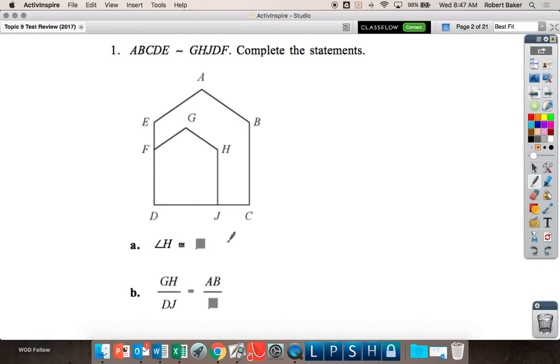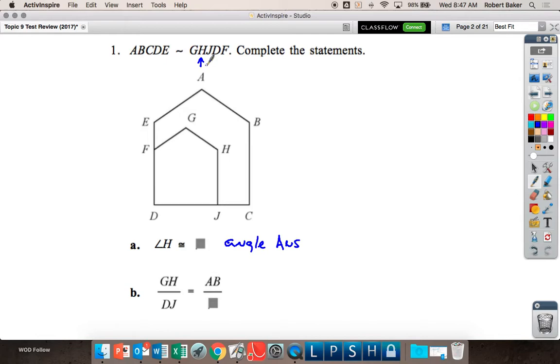This should be an angle, right? It's an angle answer. You don't really need the shape. All you need to know is where is H in line for the similarity statement, and what is the same letter in line for the other similarity statement. So it's matching up orders there.